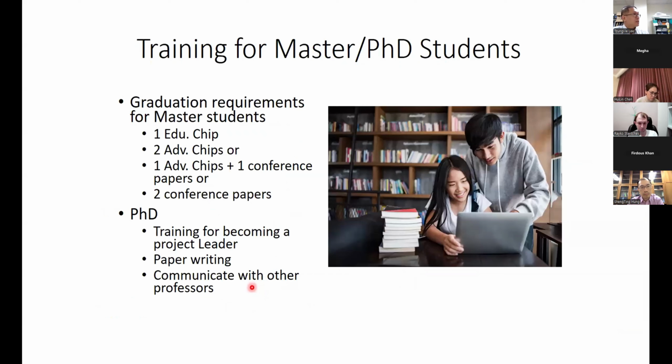Okay, and this slide shows you the requirements in our lab for master students and PhD students. In our lab, the students have to complete the educational chip and 1 or 2 advanced chips, or 1 advanced chip and 1 conference paper, or 2 conference papers. So usually my students graduate with 2 advanced chips. The advanced chip means that you have to have something new in your idea, and then you need to pass a serious review, so that you can get the advanced chip. But PhD students will learn how to become a project leader, and they will also learn how to write papers and communicate with other groups and other professors.